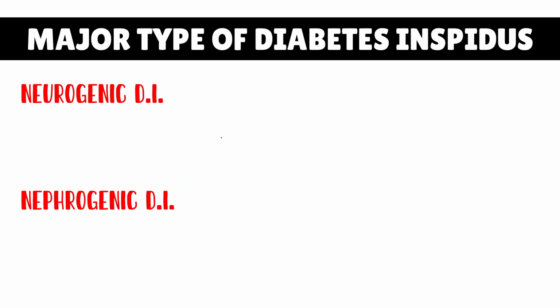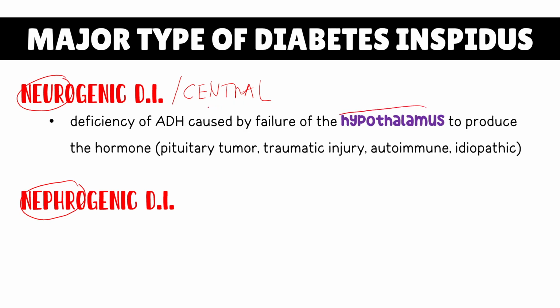So let us now focus on our 2 major types. We have here your neurogenic, also known as your central, and your nephrogenic DI. Now, you already have a clue, kids, in the names of the types of diabetes insipidus. Neuro and nephro. When we say neuro, this is referring to your hypothalamus, neurons. So neurogenic DI is a deficiency of your ADH because there is a problem in your hypothalamus. Failure of your hypothalamus to produce your hormone. And neurogenic DI happens when there is pituitary tumor, traumatic injury, it could be autoimmune or it could be idiopathic.